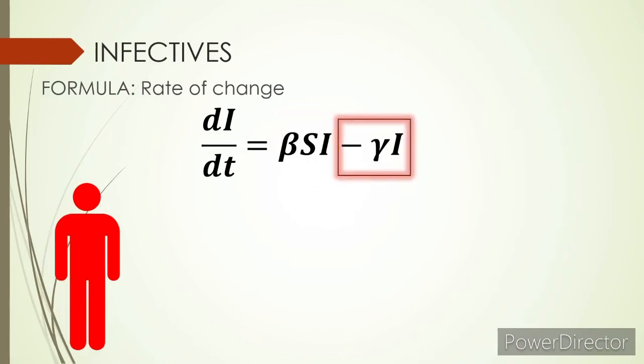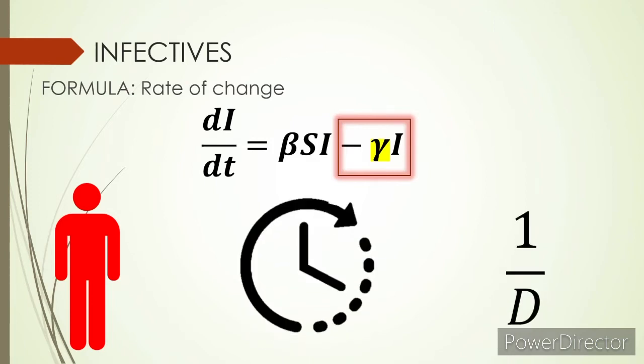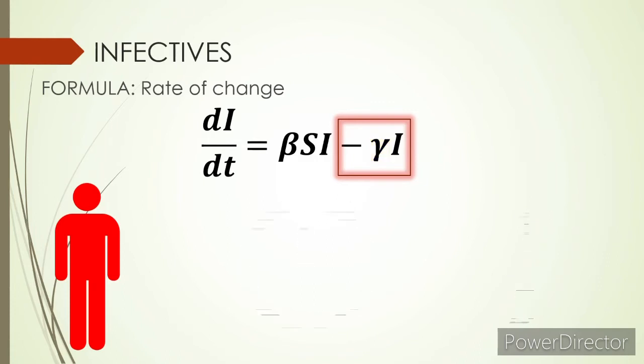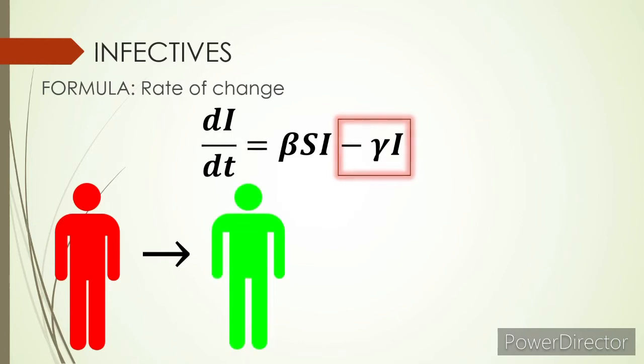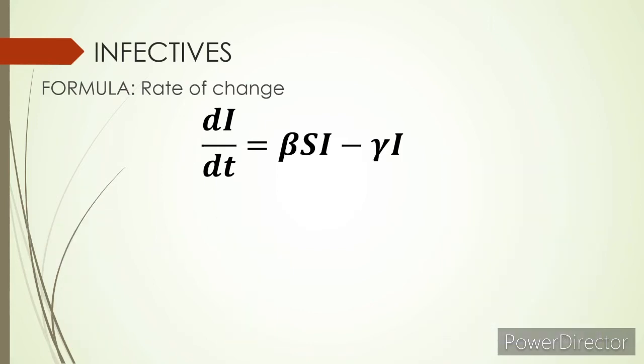So now let's talk about the second term. First is the recovery rate, which is expressed in time unit and represented as 1 over D, wherein D is the average number of days a person spends recovering from a disease. In other words, the second term represents the part of the infected population who have recovered or died. The usual graph of this equation is a hill-like shape, wherein the peak represents the maximum number of infected people in a day.